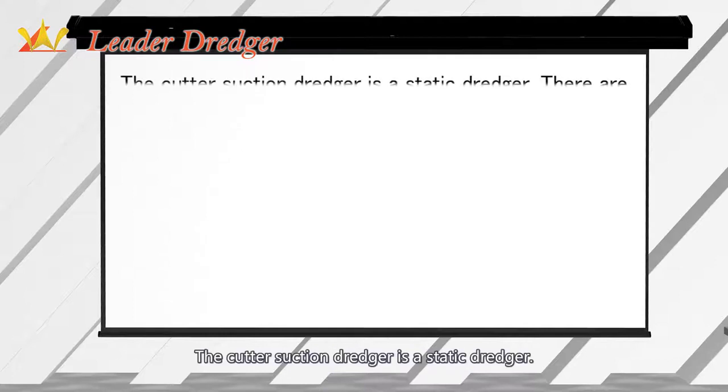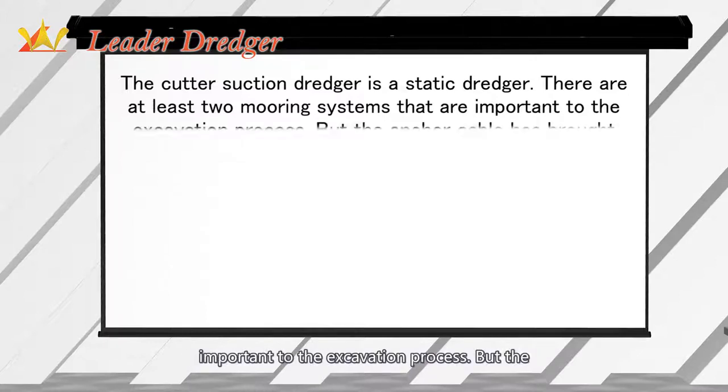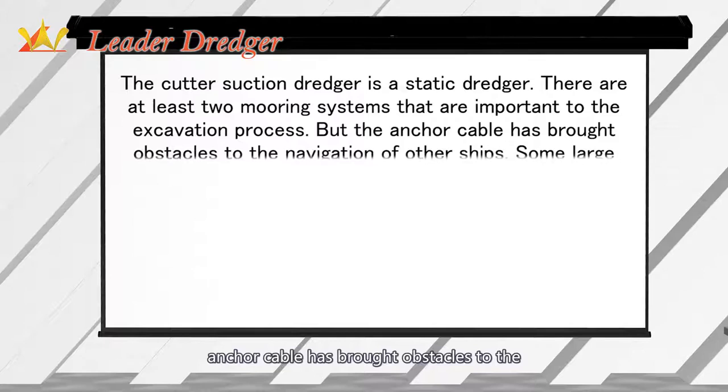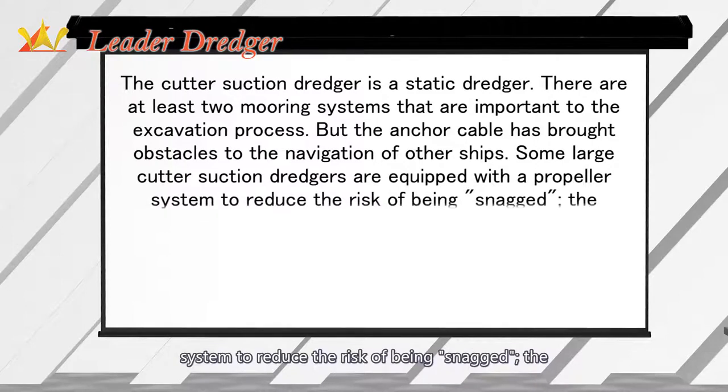The cutter suction dredger is a static dredger. There are at least 2 mooring systems that are important to the excavation process. But the anchor cable has brought obstacles to the navigation of other ships. Some large cutter suction dredgers are equipped with a propeller system to reduce the risk of being snagged.